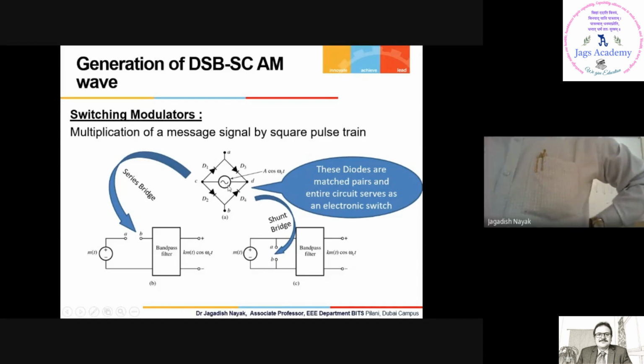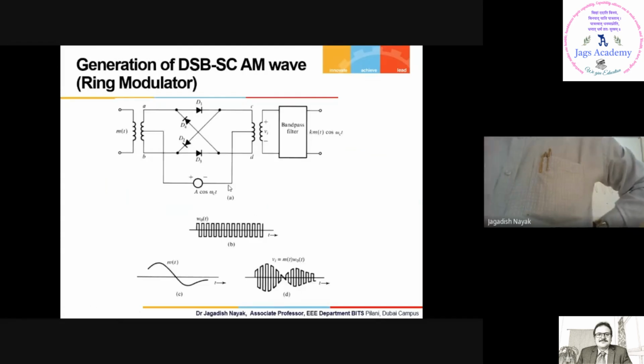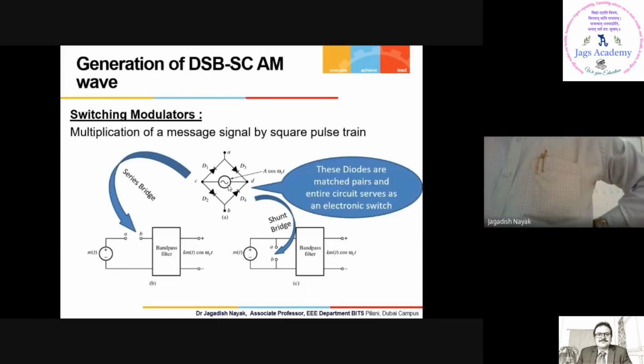Now, we will see another circuit similar to this. See this. This is called a ring modulator. This is called a switching modulator because this acts like a switch for this waveform. Acting like a switch means during positive half cycle, this will be on, and during negative half cycle, this will be off. Like that it continues.